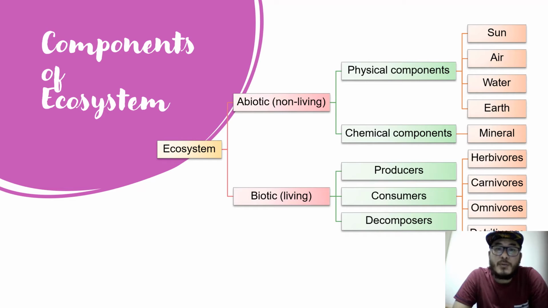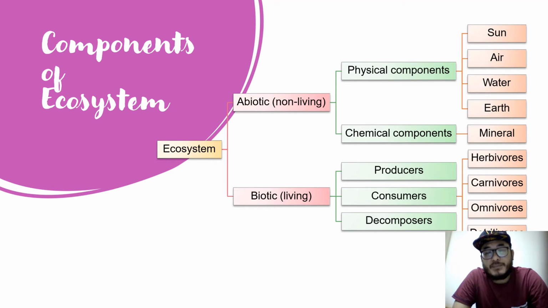Alright, so what about the other part of ecosystem? The biotic, the living things. Okay, from these living things, there are three components that we must know. They are producers, consumers, and also decomposers. Okay, so for all these, they are herbivores, carnivores, omnivores, and detritivores. I believe you all know what these kinds of words are that I'm talking about.